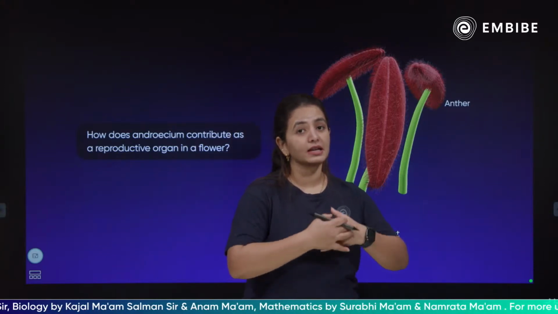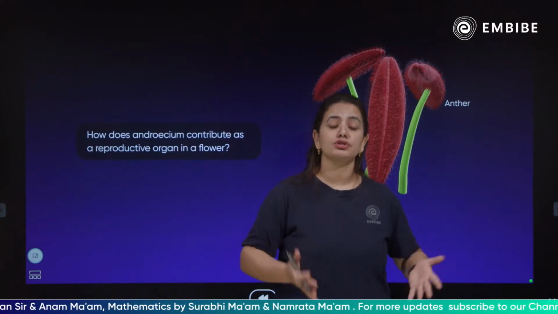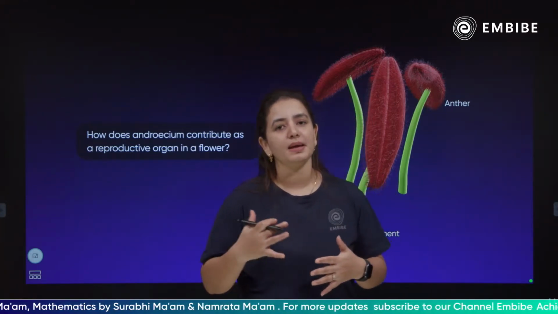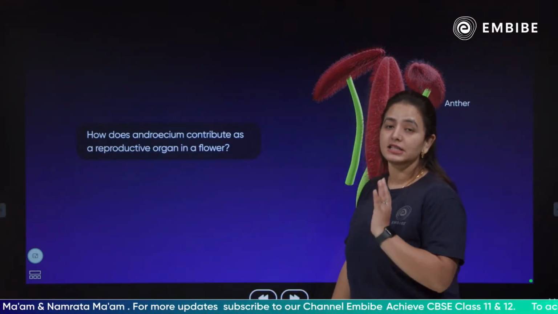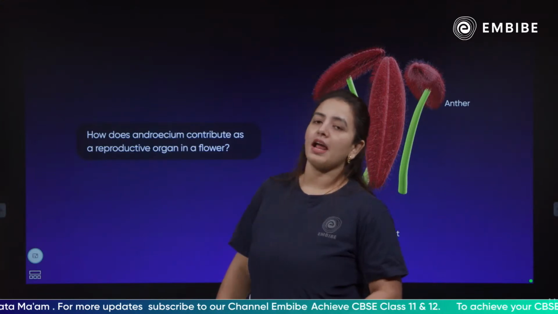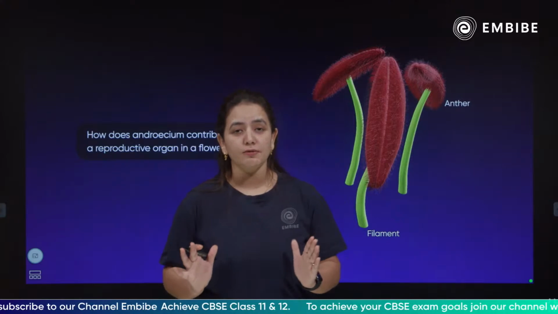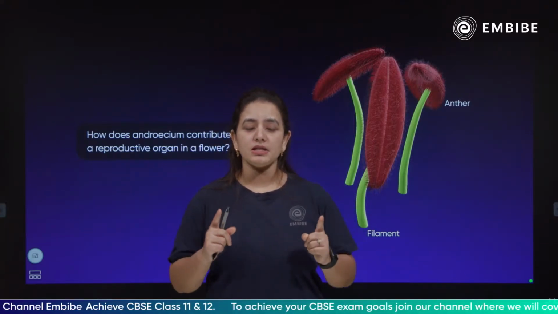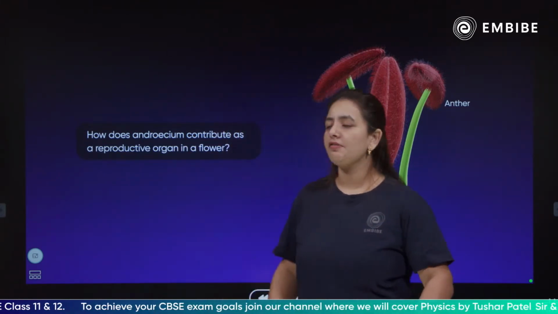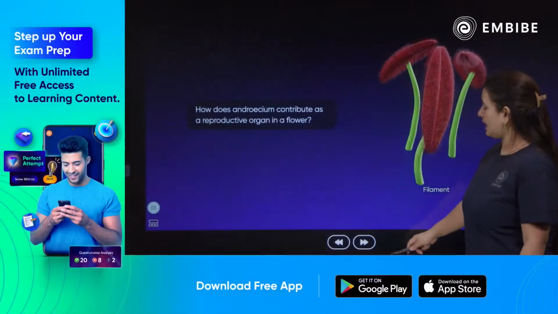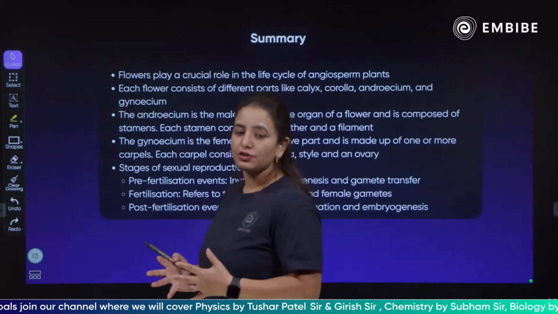We are going to discuss the male reproductive organ, which is the androecium, and how the androecium contributes towards an amazing reproductive organ in a flower. We will have a detailed discussion about the microsporangium, stamen, and anther in the next session. So please do register yourself for the class on the Embibe app, because it is going to be a very detailed discussion about only the male reproductive part. One by one we are going to discuss everything, but before we go, here is the summary of everything discussed today.